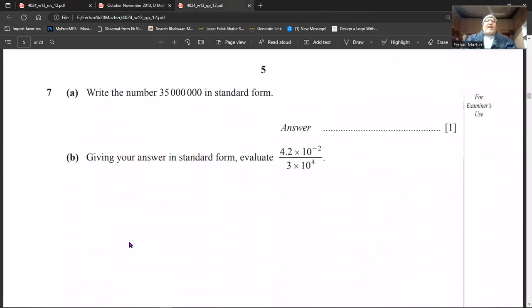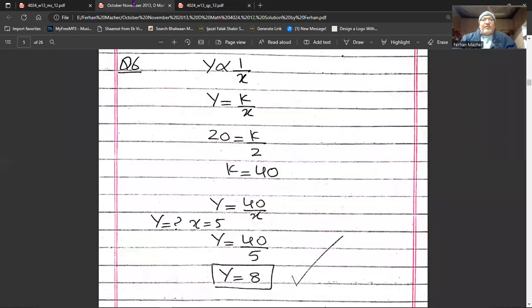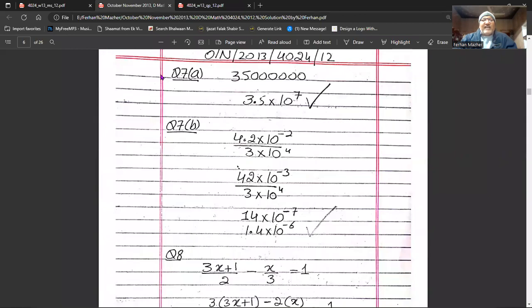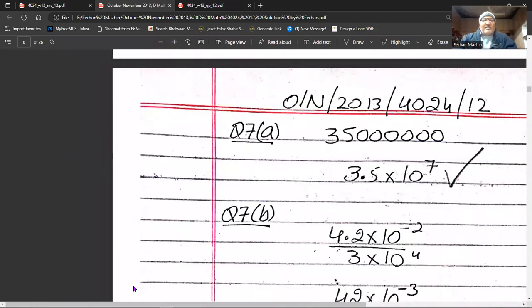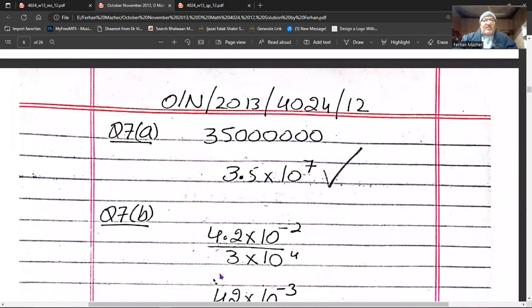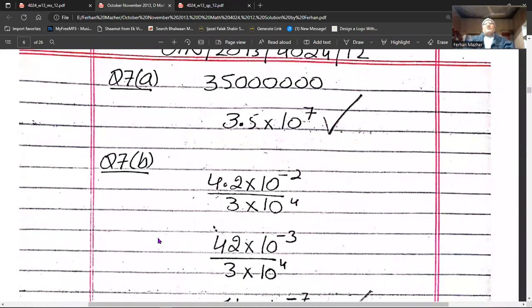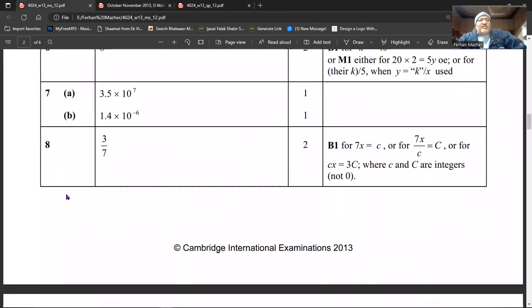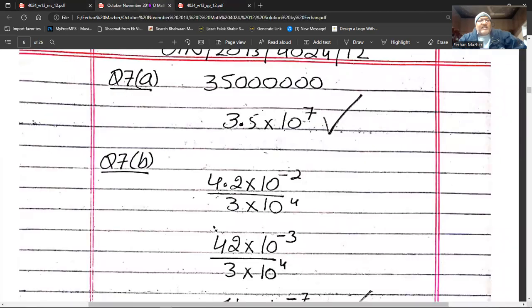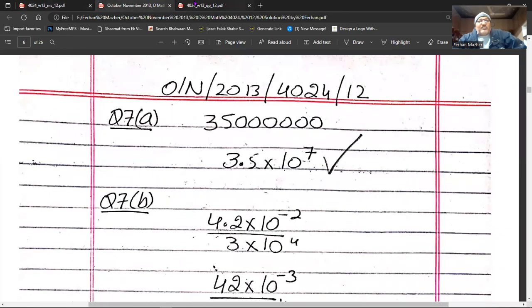Question number 7, A part. Write the number 3,500,000 in the standard form. In the standard form, the decimal will move to the left in such a way that this number should become more than 1 and less than 10. And because you are moving the decimal to the left side, the power of 10 will be positive. So it will be 3.5 × 10^7. You go 7 steps to the left, and it will become 3.5 × 10^7. 3.5 × 10^7 is the right answer, sir. The solution is showing up on your screen.